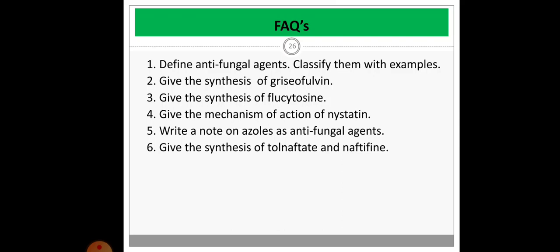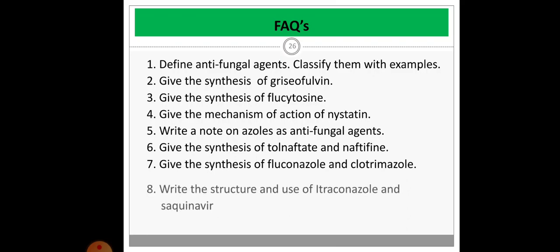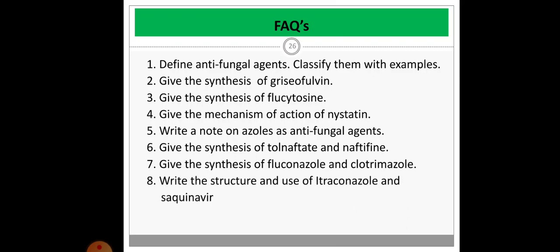Sixth, give the synthesis of TOLNAFTATE and NAFTIFINE. Seventh, give the synthesis of FLUCONAZOLE and CLOTRIMAZOLE. Eighth, write the structure and use of itraconazole and saquinavir.